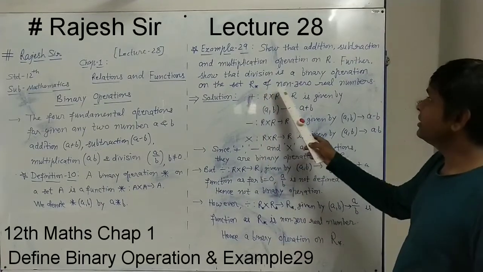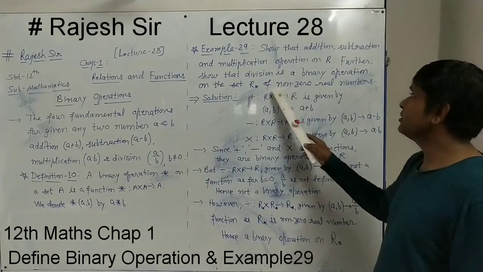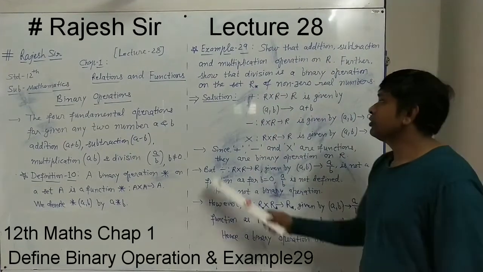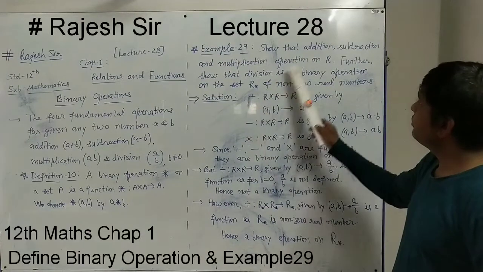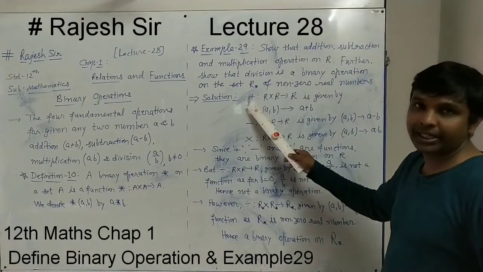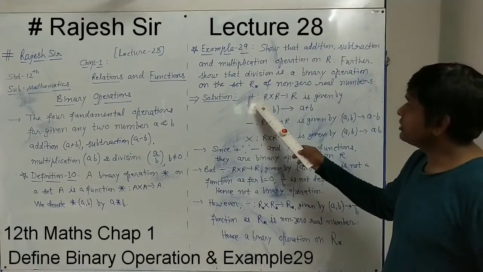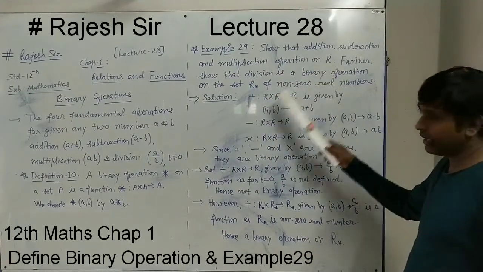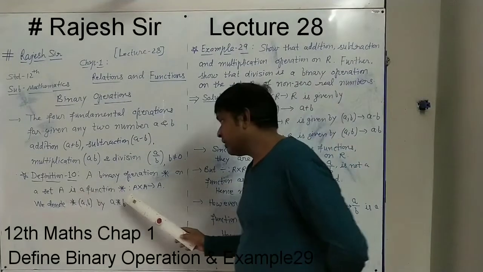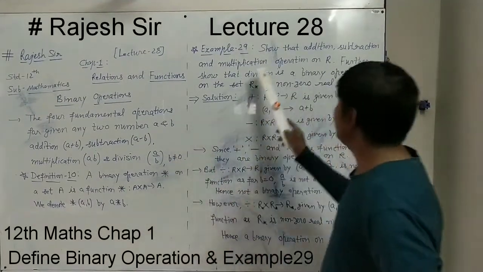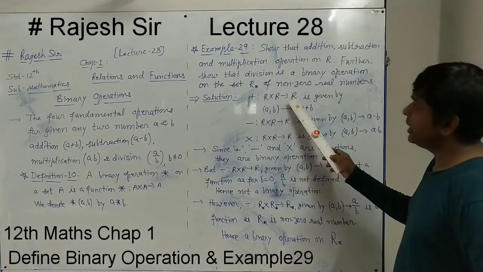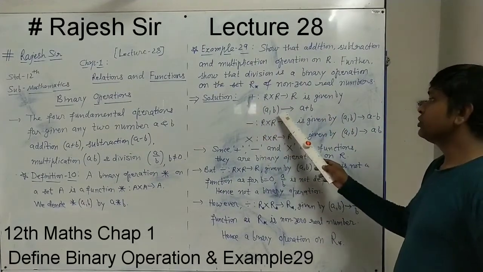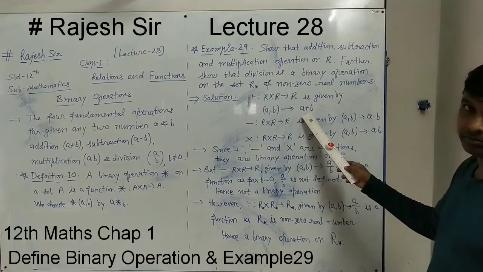What is R star here? It is the non-zero real numbers, meaning all real numbers except 0. So one by one we will define here. For addition, plus is shown as addition. The function is from R cross R to R because it is defined on the set R. By definition, if on A cross A to A, here on R, so R cross R to R, it is given by addition of a, b, which we show as a plus b.